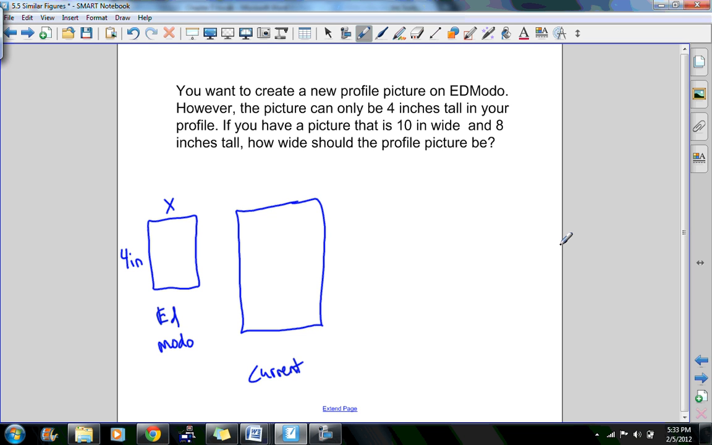Okay. My real picture then is going to be 10 inches wide. So I'll write that up here, 10 inches. And it's 8 inches tall. There it is. So now we're going to use the fact that we know these two pictures are going to be similar to each other, because all pictures that we have are going to have the same ratio, to be able to solve this problem.